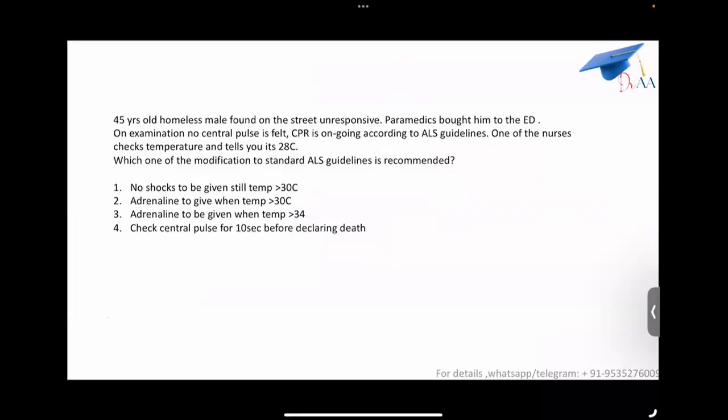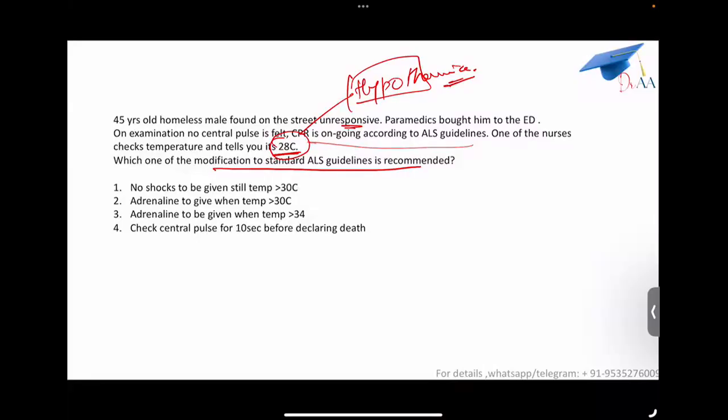So we have a 45-year-old gentleman who presented unresponsive. Paramedics brought him here. There's no central pulse, so he's in cardiac arrest. CPR is started. One of the nurses checks the temperature and tells us it is 28 degrees Celsius, so it is hypothermia. One of the reversible causes is hypothermia. They're asking what is the modification to the standard ALS guidelines. Which of the following is correct?